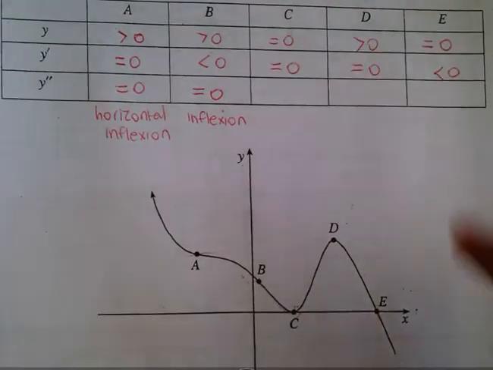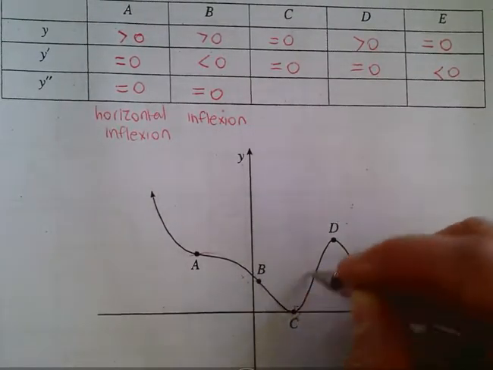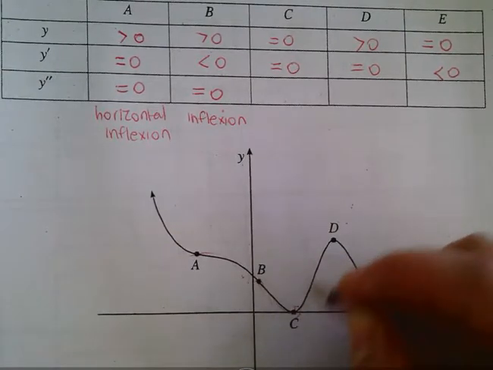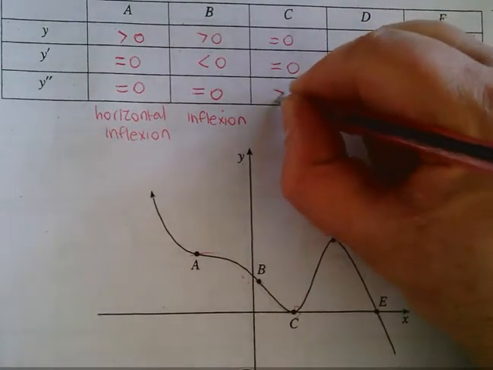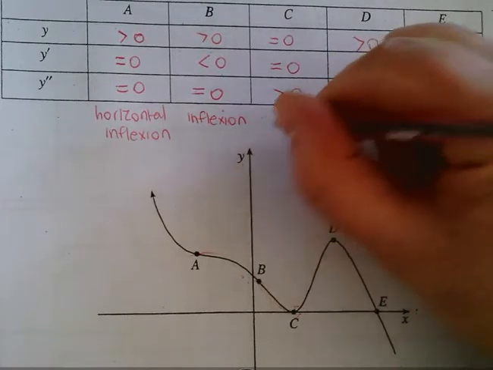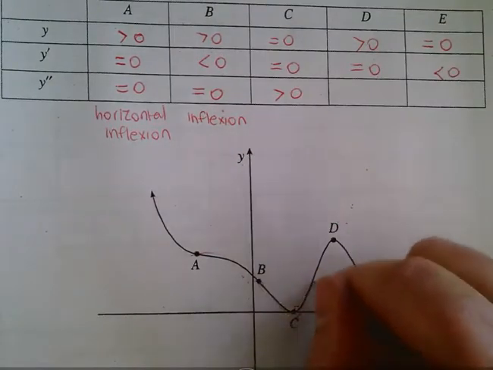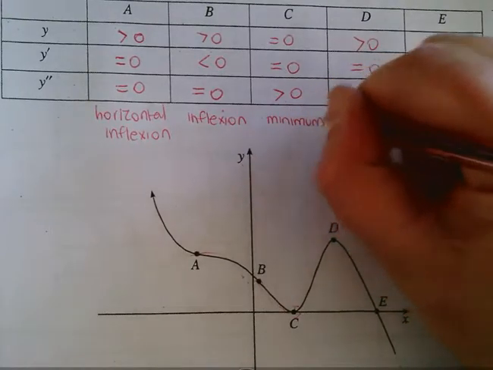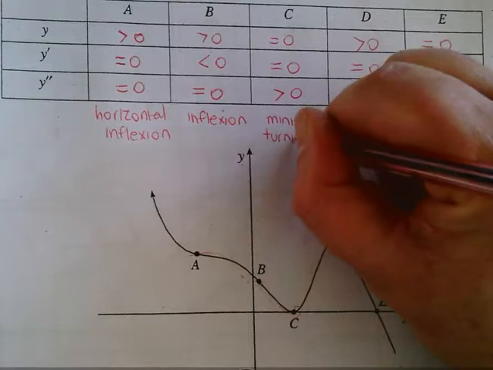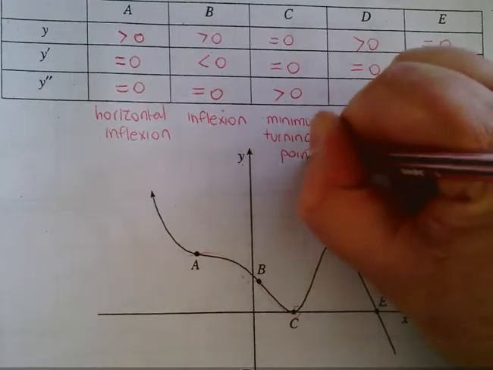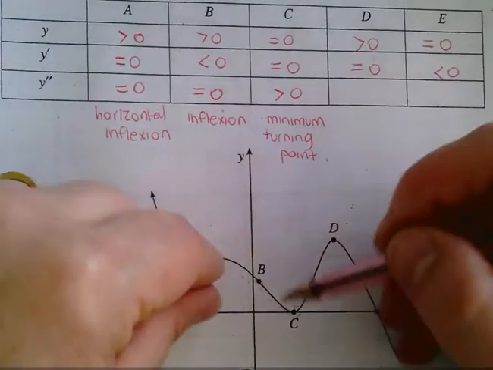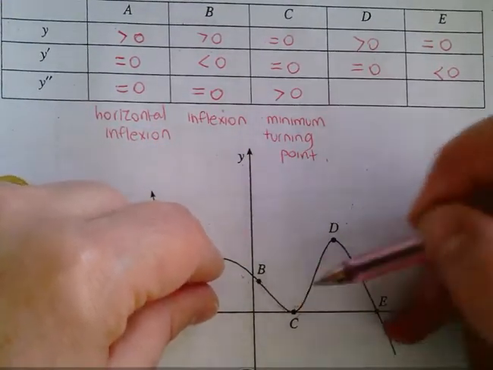What about C? Tell me about the concavity here. Smile. Concave up. Second derivative greater than 0. It's concave up. Can you see? So it's a minimum turning point, because first derivative equals 0, and when you work out the second derivative, we can see at that point the second derivative would be greater than 0.